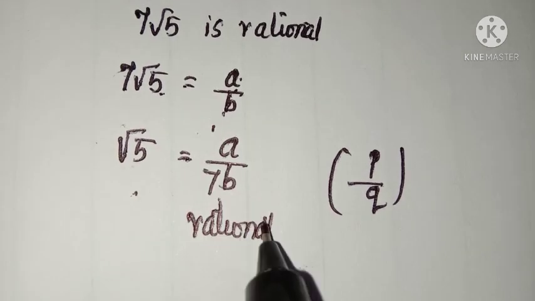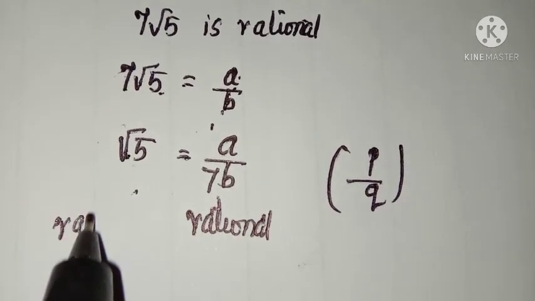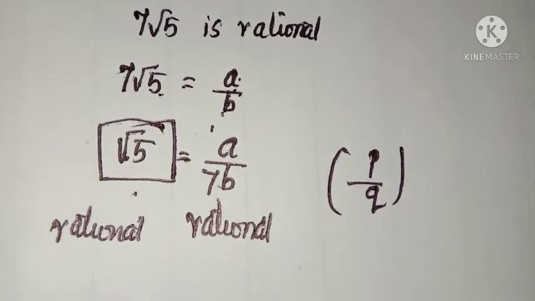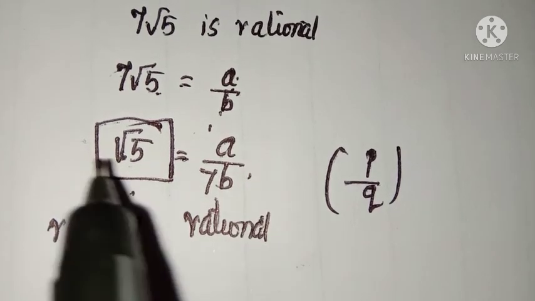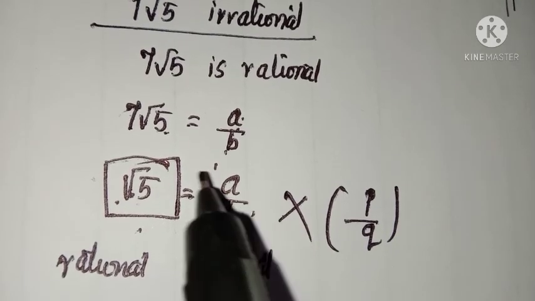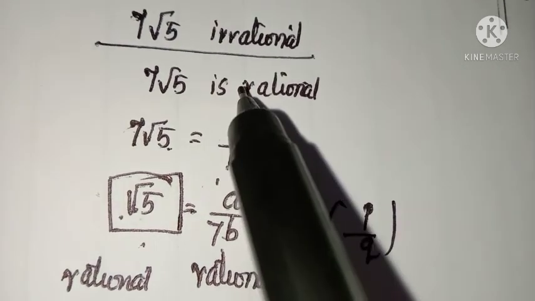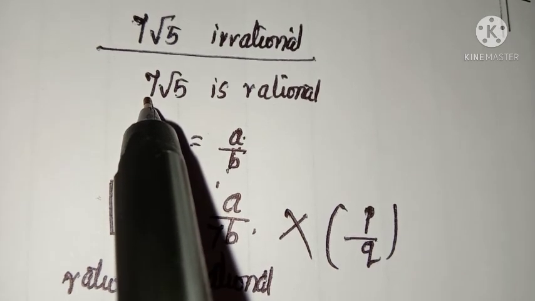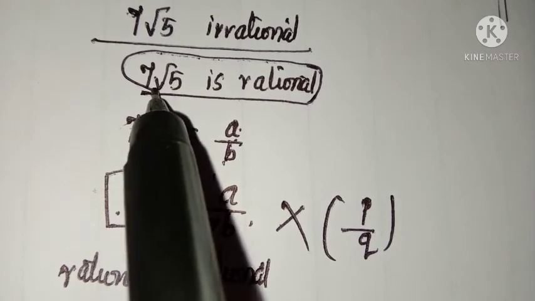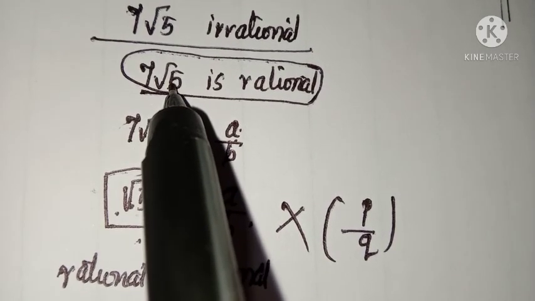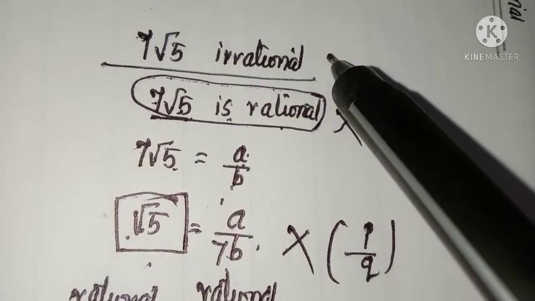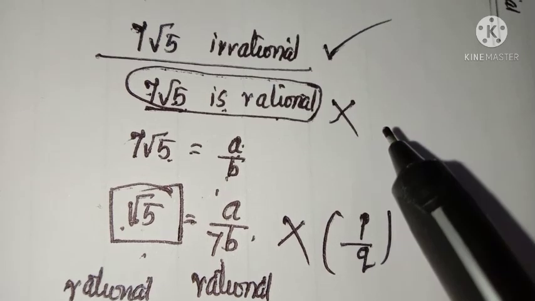If a by 7b is rational, then this side is also rational. But we know that root 5 is irrational. So one side is rational, another side is irrational. It is not possible. It is a contradiction. That means our assumption is wrong. What we assumed, 7 root 5 is rational, is wrong. That means 7 root 5 is irrational.